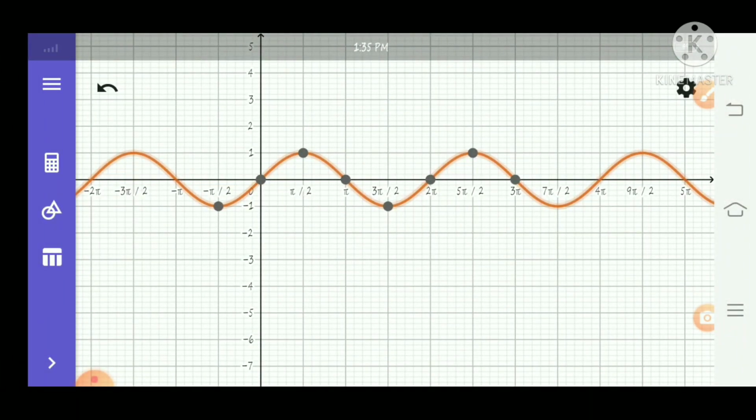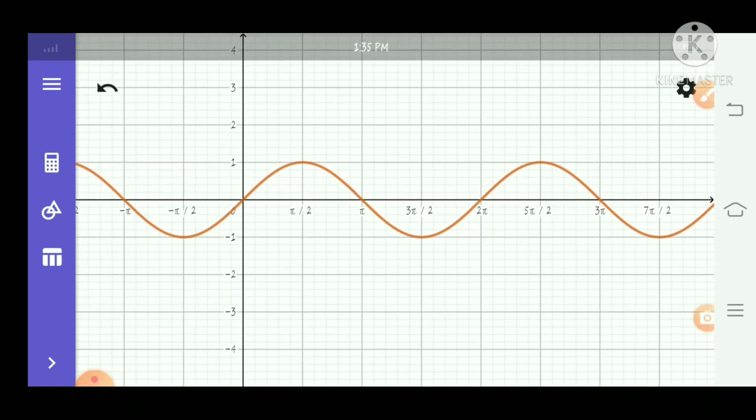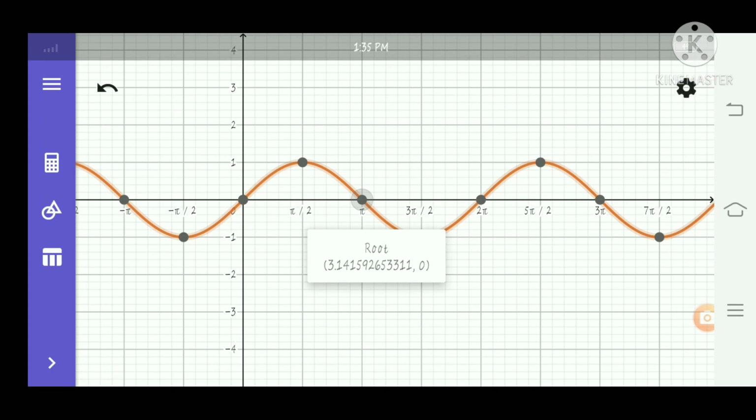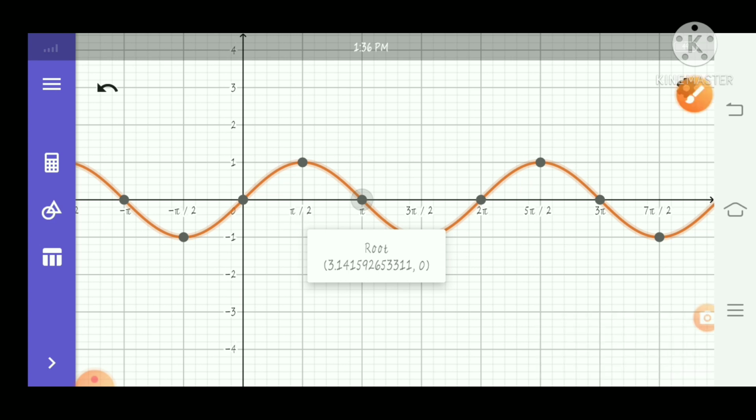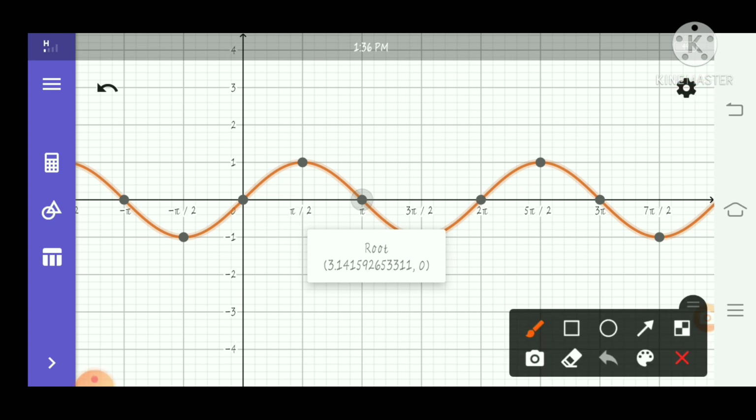Okay, so the first is pi over 2 and 1. This is pi over 2 and 1, this first key point. And pi and 0. This is pi and it touches the 0.